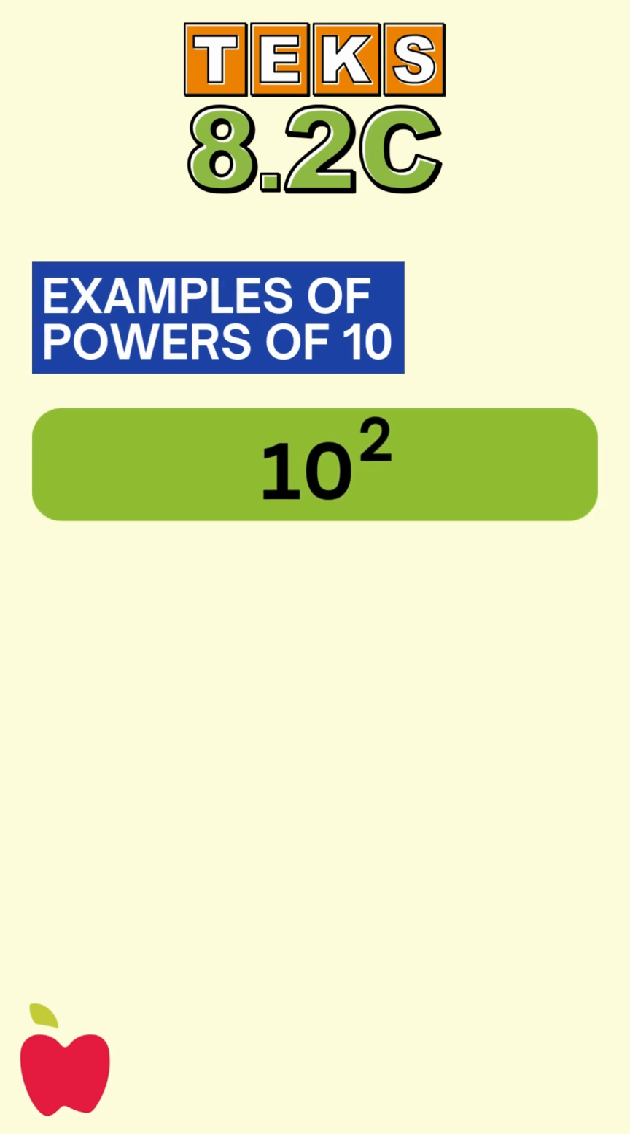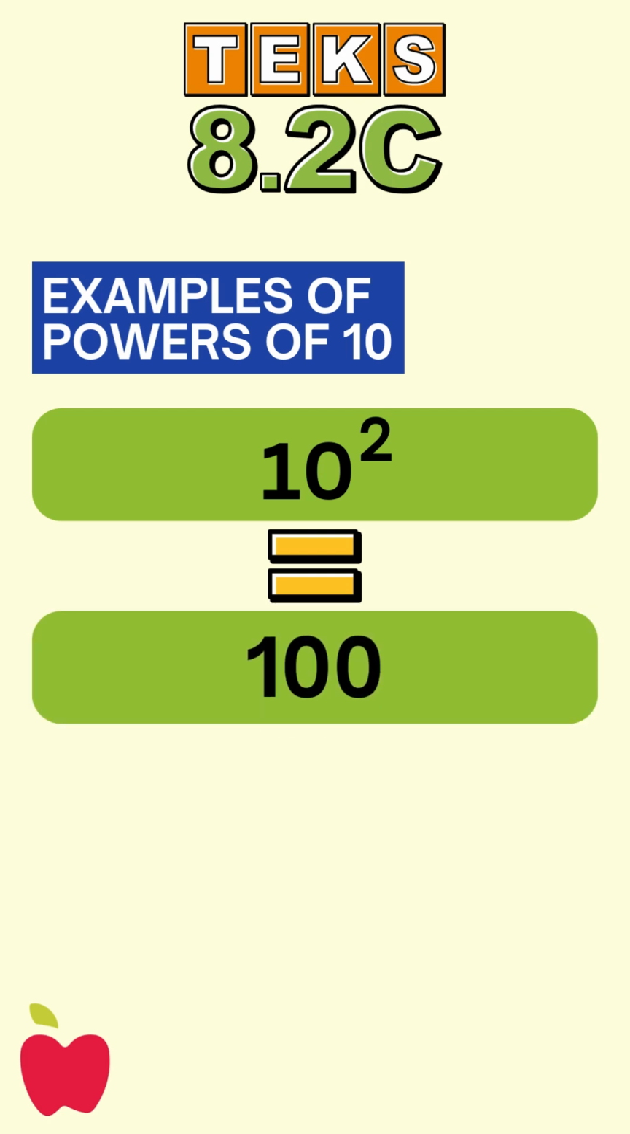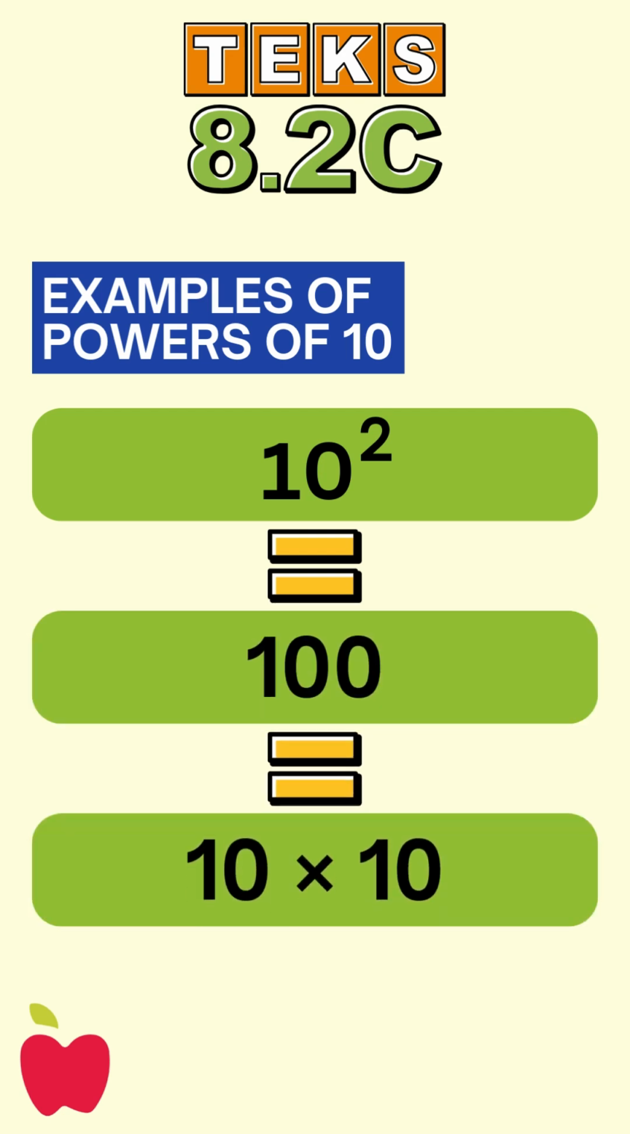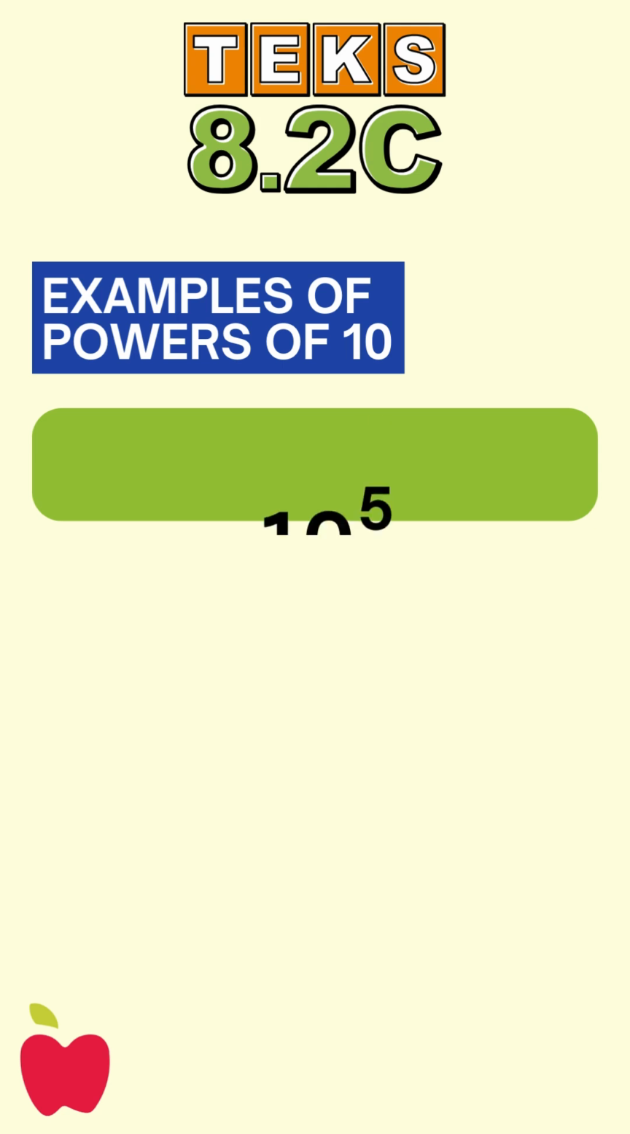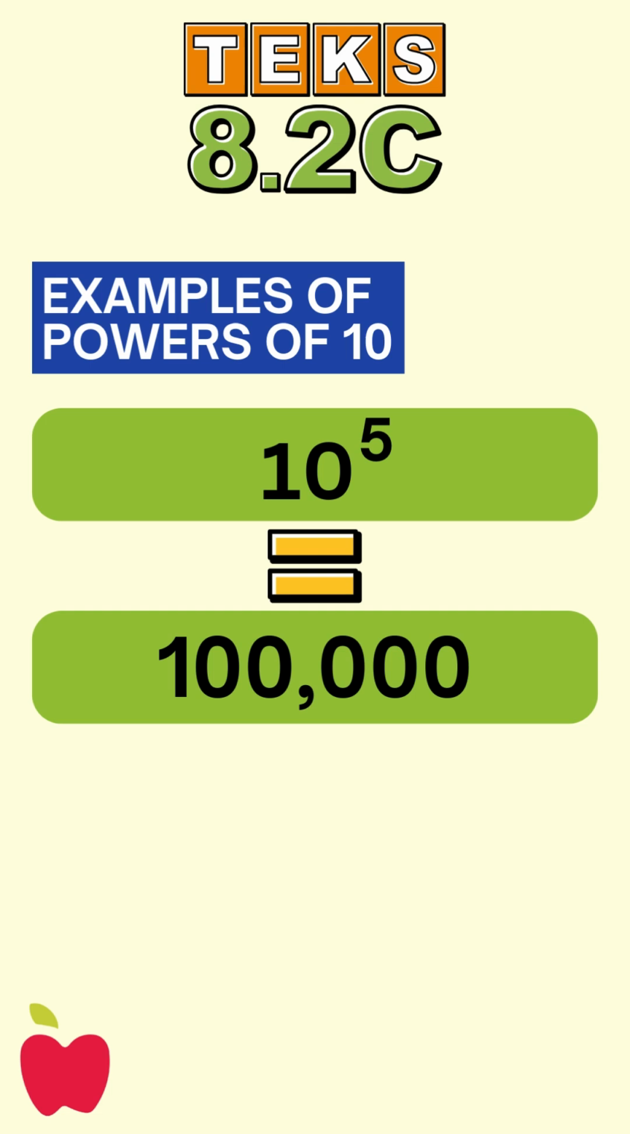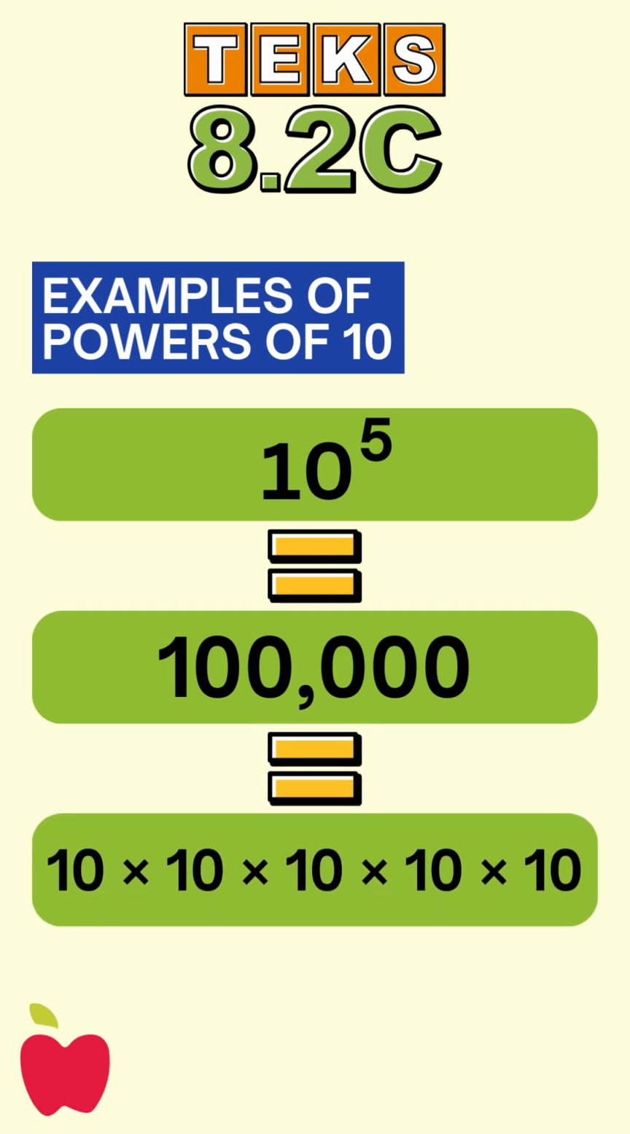10 to the power of 2 equals 100, because 10 to the power of 2 means 10 multiplied by itself, or 10 times 10. 10 to the power of 5 equals 100,000 because 10 to the power of 5 means 10 multiplied by itself 5 times, or 10 times 10 times 10 times 10 times 10.